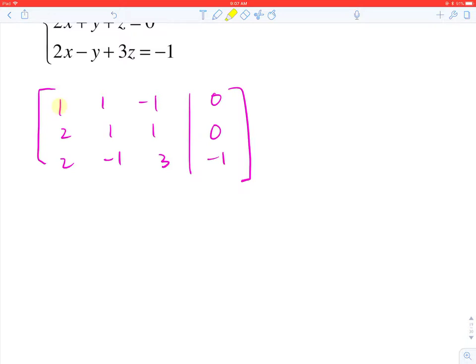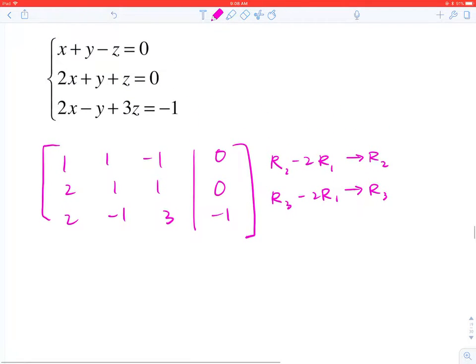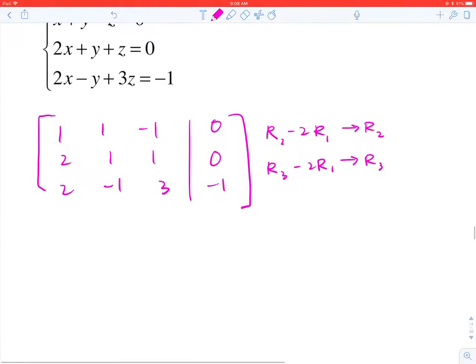All right, we already have a 1 in row 1, column 1. So that's good. We can use that one to help us get zeros in row 2 and 3, column 1. So for row 2, let's do row 2 minus 2 times row 1. And same thing for row 3. So row 1 is the same.